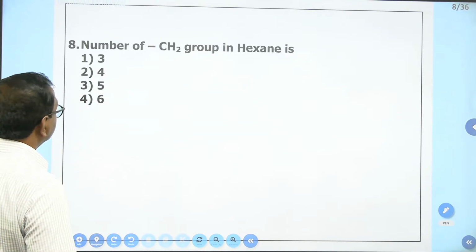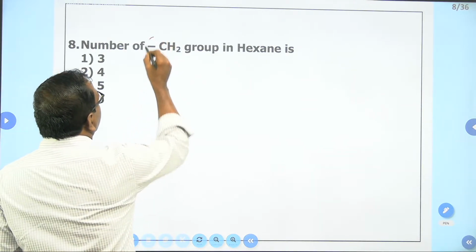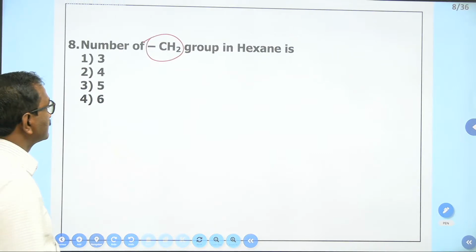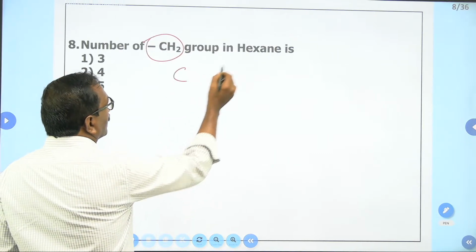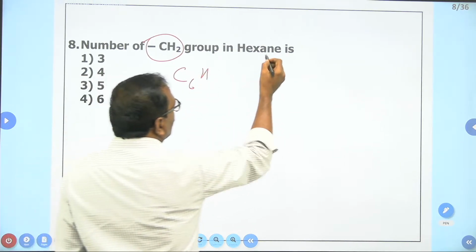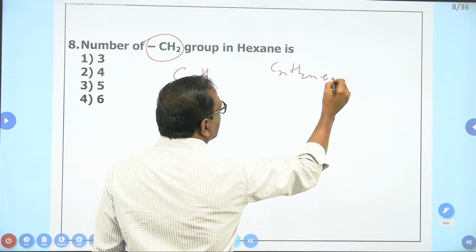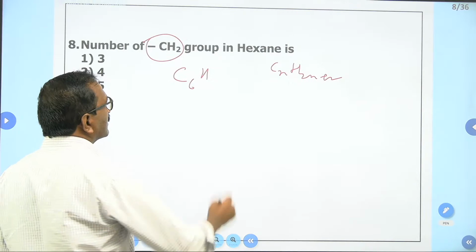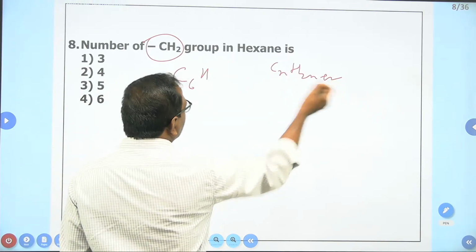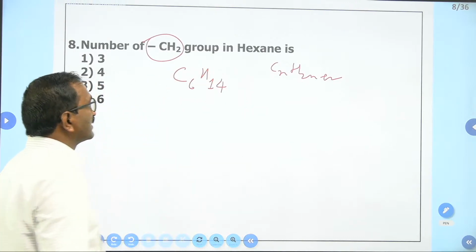Now, next question, question number 8. Number of CH2 groups in hexane. Hexa means 6 carbon atoms. The general formula for an alkane is CnH2n+2. Based on this, the number of carbon atoms is 6, and H is 2 into 6, 12, plus 2, that is 14. This is the molecular formula of hexane.